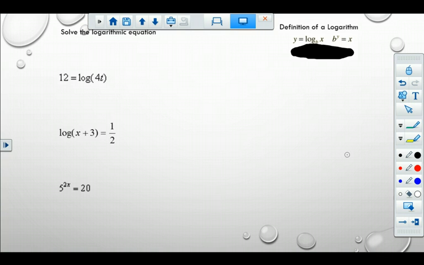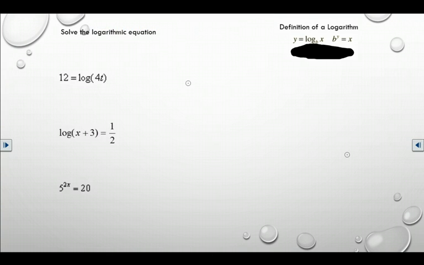So what I like to tell students to do is take this over here and rewrite it like this. Here we've got 12 is equal to log of 4t. So that looks like that right there. So y is equal to log base b of x yields b to the y is equal to x.